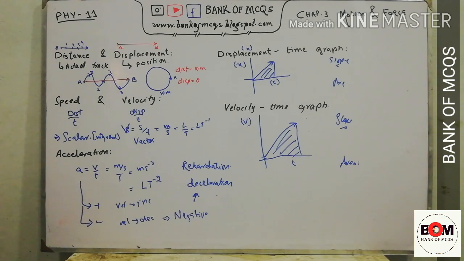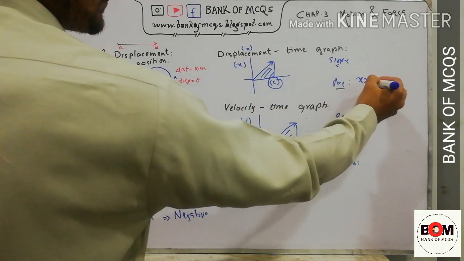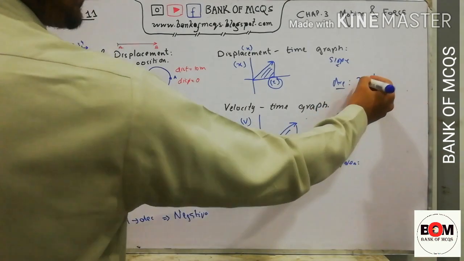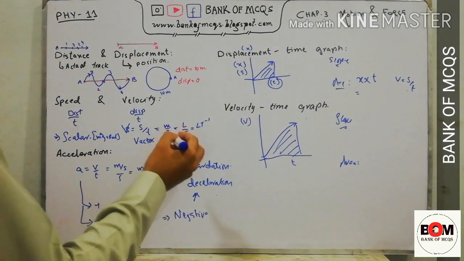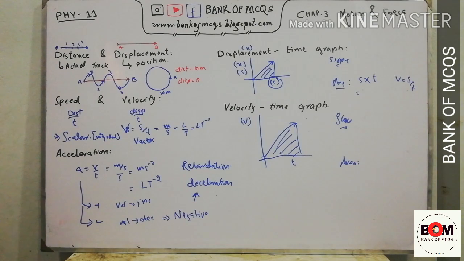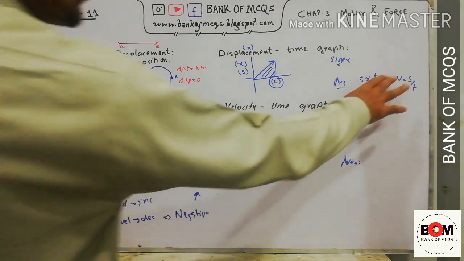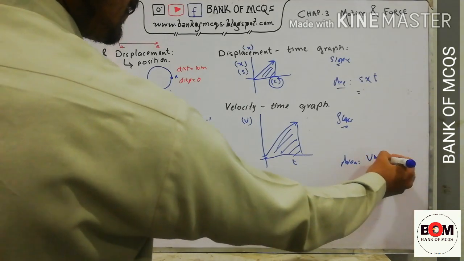Area is the product of length and breadth, or the product of two lengths. So to find the area, we multiply x by t. Area is equal to x multiplied by t. We can denote displacement by s or x, so we can write s multiplied by t. In the velocity time graph, area is equal to v multiplied by t.